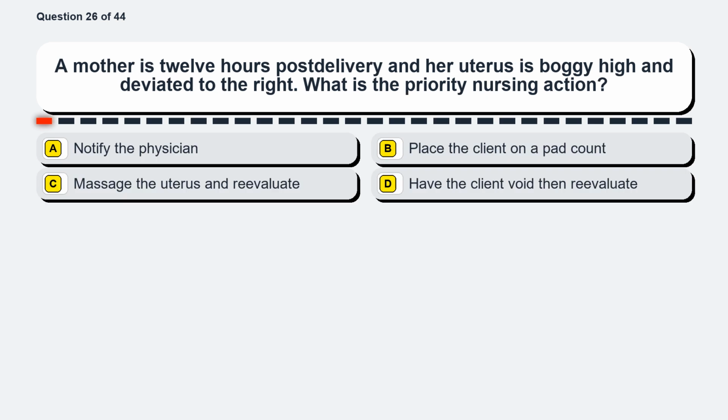Question 26. A mother is 12 hours post-delivery and her uterus is boggy, high and deviated to the right. What is the priority nursing action? Option A. Notify the physician. Option B. Place the client on a pad count. Option C. Massage the uterus and re-evaluate. Option D. Have the client void then re-evaluate.